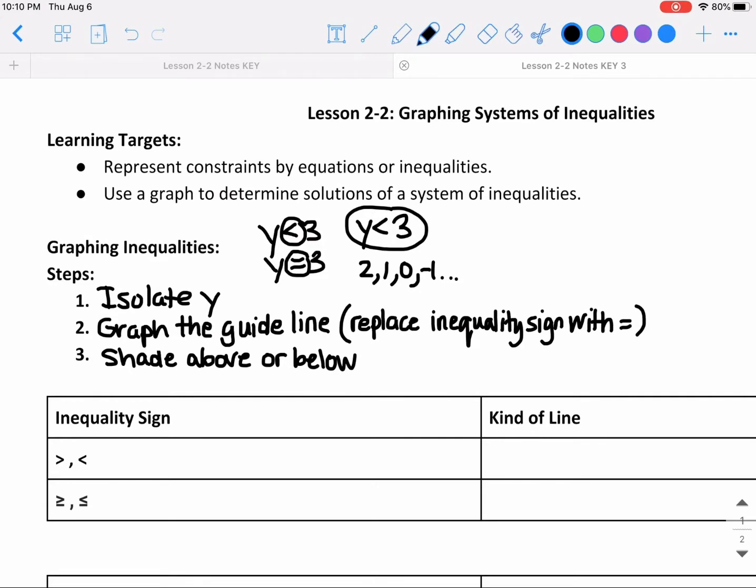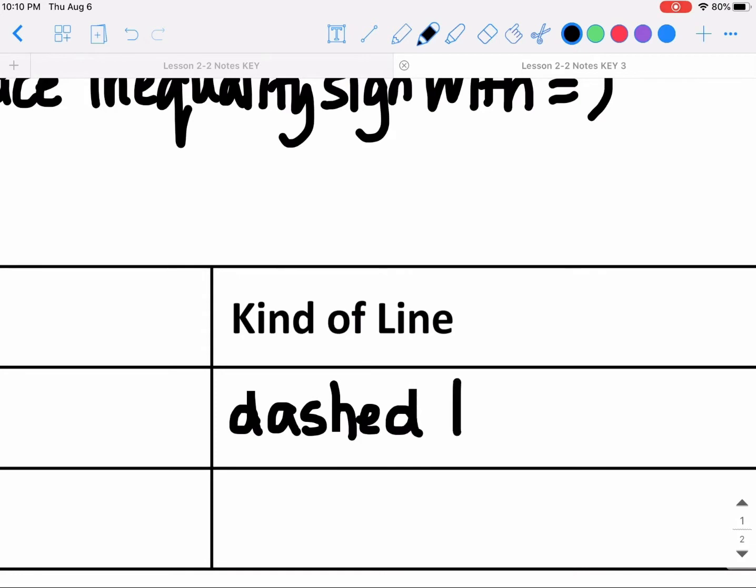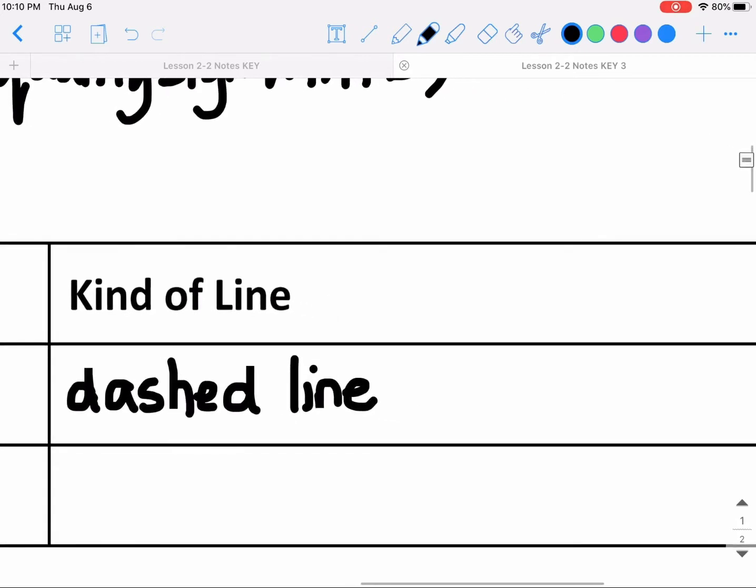We're going to talk about what the inequality sign means. It's going to tell us what kind of line we're going to have. If I have greater than or less than with no equal sign underneath, that means that the line is not included. So in this case, with y is less than 3, y is equal to 3 would not be included because 3 is not less than 3. So to indicate that the line is not included, I'm going to make the line dashed. So it's going to be a dashed line because it's not included.